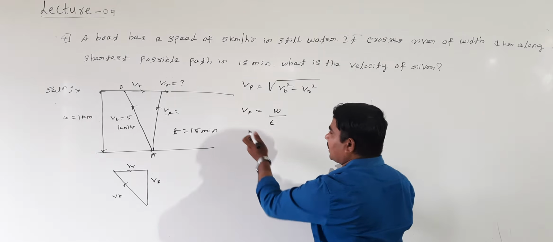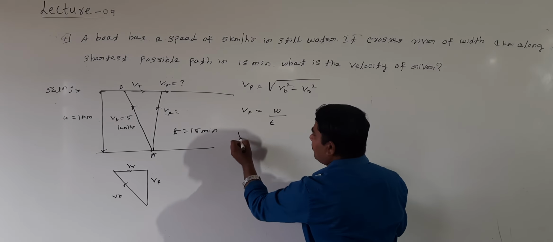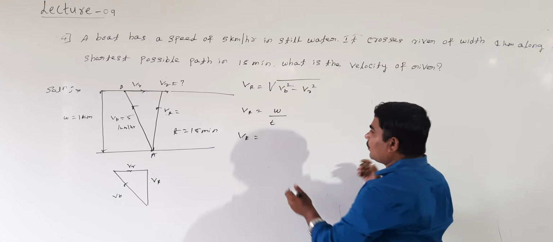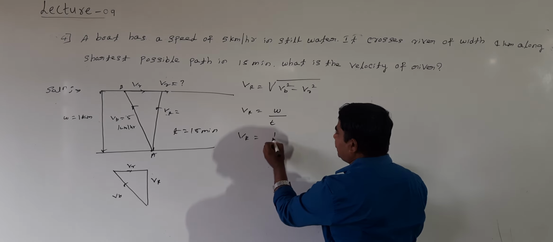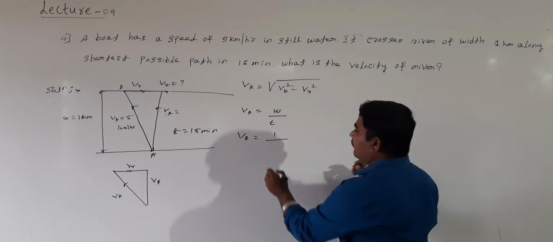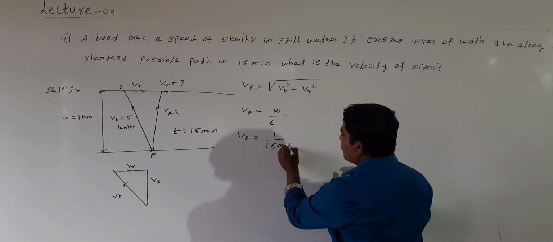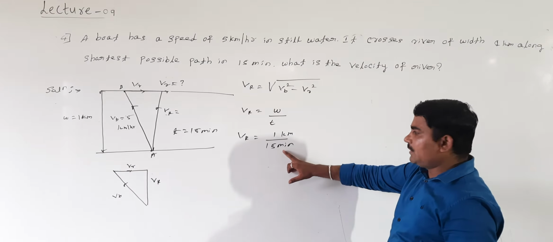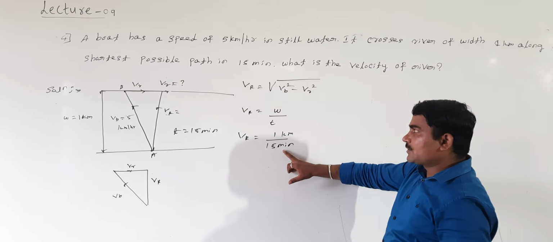Or what is the time here directly? How to calculate VR? W equal to 1 kilometer. Time equal to 15 minutes. The width is in kilometer, and the time is in minutes. Shall I calculate this in hours? VR equal to 1 kilometer divided by 15 over 60, make it 60.